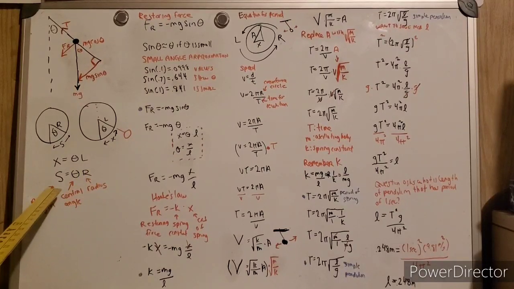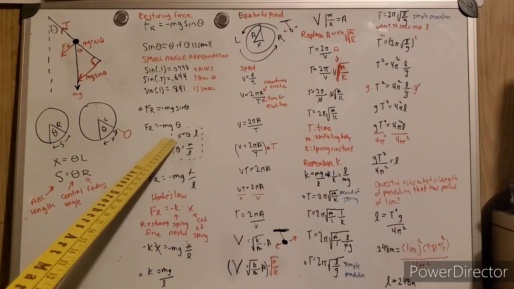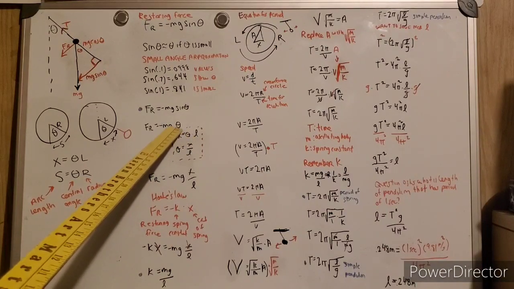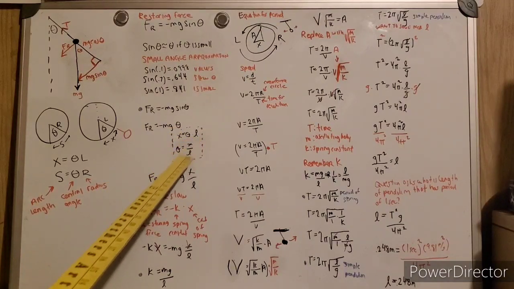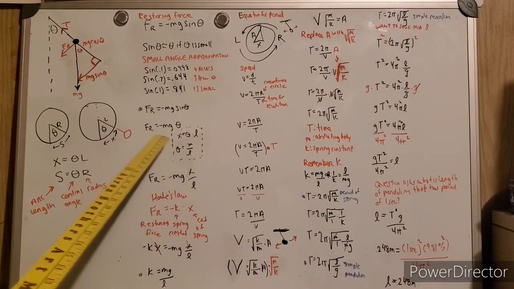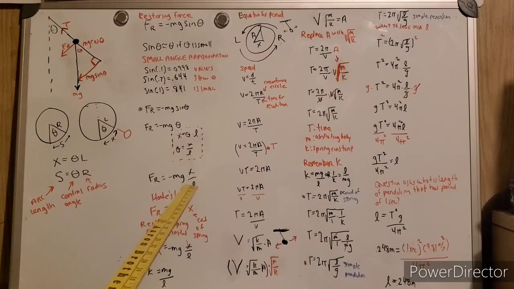So these values, S is equal to theta r. We replace these variables with x. X is equal to theta L, or displacement of the pendulum is equal to theta times the length of the pendulum. So here is our formula. X is equal to theta L. But we want to find only theta, so we manipulate it. We do that by dividing by L on both sides. So we get theta is equal to x over L, or displacement of the pendulum divided by the length of the pendulum. So our equation now goes from negative mg theta to now negative mg x over L.